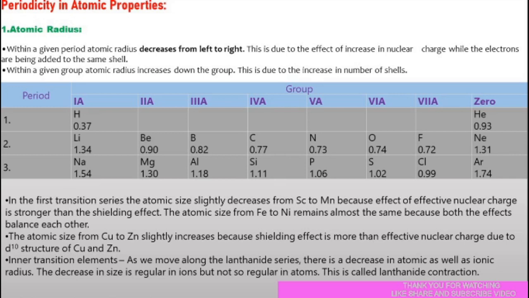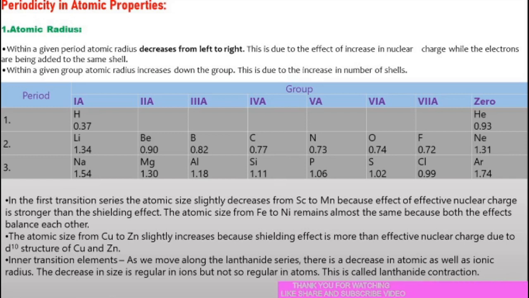So here you can see periods 1, 2, 3: hydrogen, helium, lithium to neon, and sodium to argon. 1, 2, 3 rows are there. Here you can see that left to right the atomic radii decrease, and top to bottom, that is hydrogen, lithium and sodium, their respective atomic radii increase: 0.37 for hydrogen, 1.34 for lithium, and 1.54 for sodium.